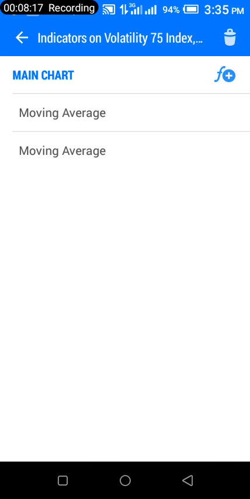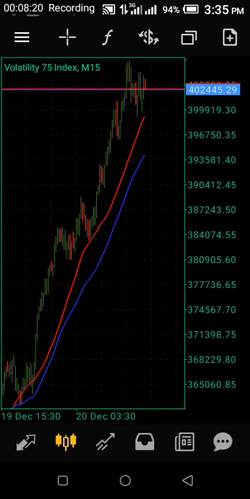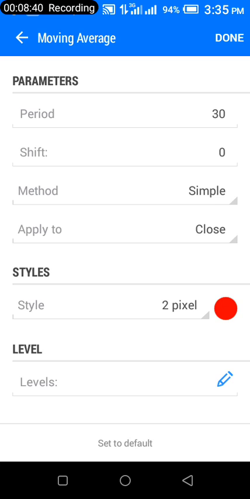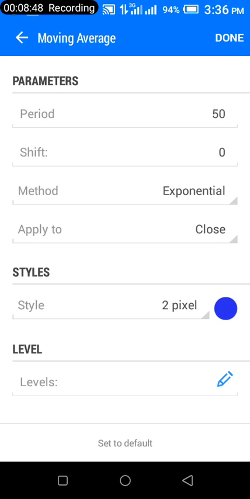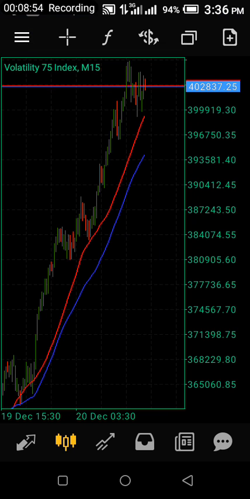Sorry, before I go, a lot of people ask me about my MA, that is moving average: what are you using it for, or what is the setup? I used to tell them the answer. My setup for the two MAs is this. Can you see the red one? It's 30 simple, close. That's for the red one. Then for the blue one, it's 50 exponential moving average, close. So I think by that I was able to answer a lot of people's questions.